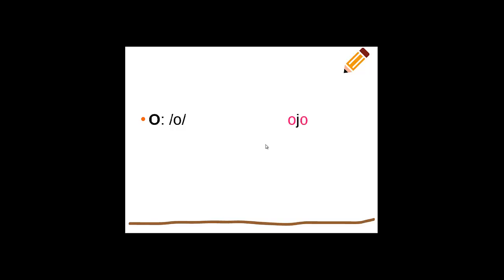O, once again, same but shorter, like ojo. I. P, same as in English, but without the plosion. P is more plosive than in Spanish. In Spanish, it's softer. So, like papa, that is daddy.